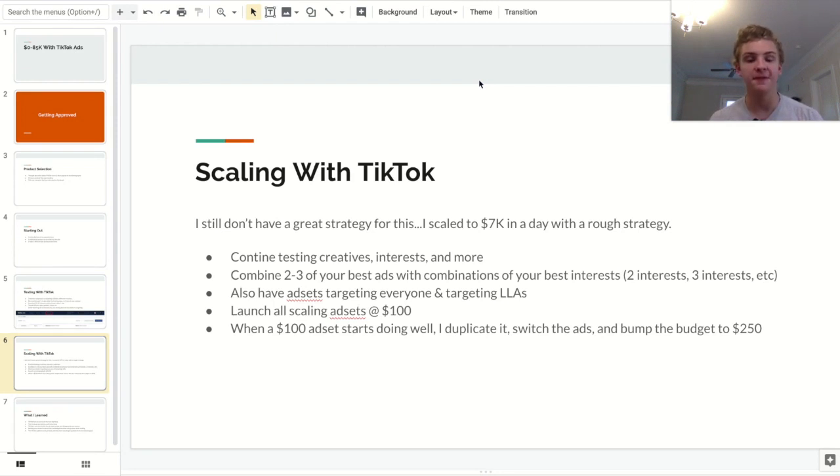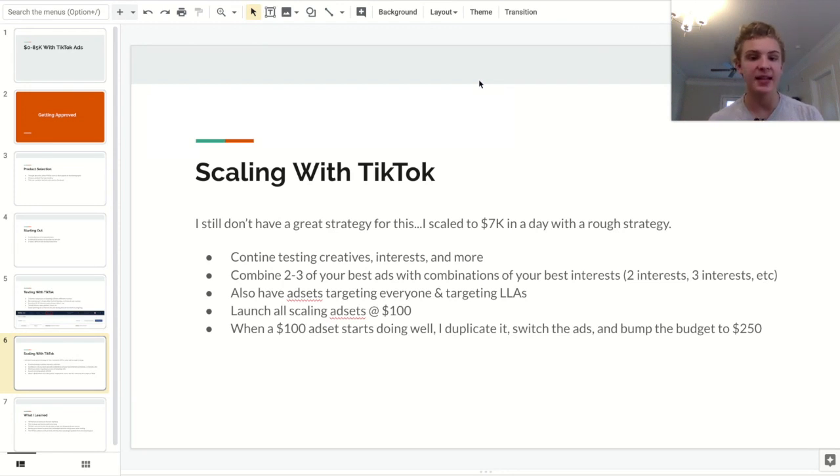One of the most effective things that I found while scaling is to combine 2 to 3 of your best creatives in one ad set and then make multiple ad sets for variations of your best interests. For example, if you have 5 interests that work, in one ad set, I would have interest 1 and interest 2.